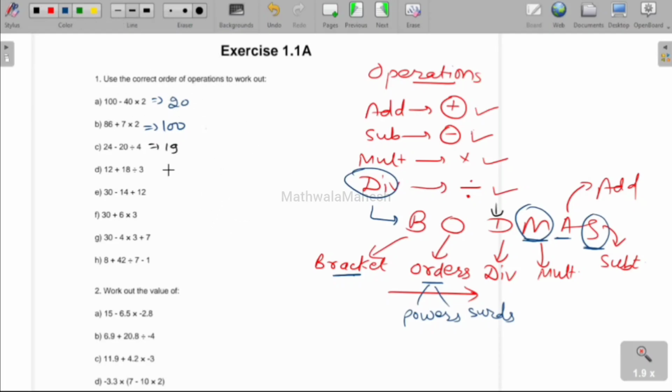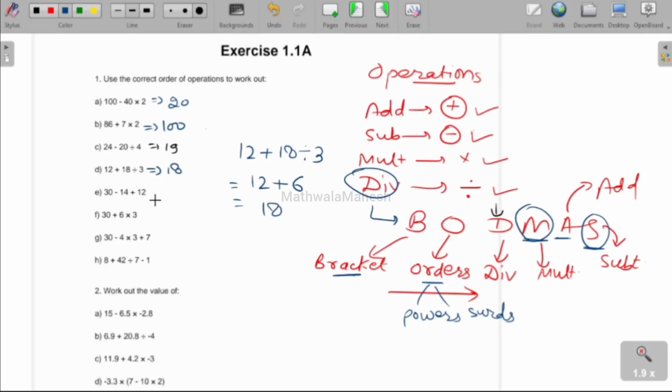In the next question, 12 plus 18 divided by 3. So 18 divided by 3 is 6, and plus 12. So 12 plus 6 is 18. So the answer is 18.